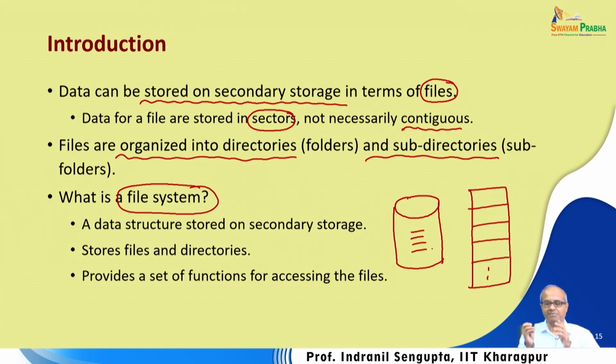Now, a file system is some kind of data structure. We shall slowly understand what kind of data structure you need, that you are storing on the secondary storage. We are not only storing the data, we are also storing a lot of other information that will help us in accessing data, retrieving the data, managing data and so on. So, a file system is basically some kind of elaborate data structure that gets stored on the secondary storage, and it is used to store files and directories, which are our main motivation. We want to store files.